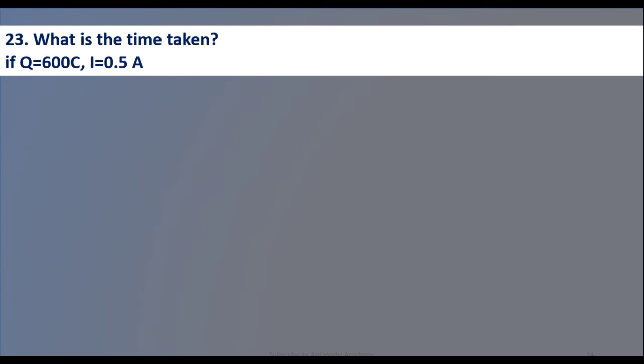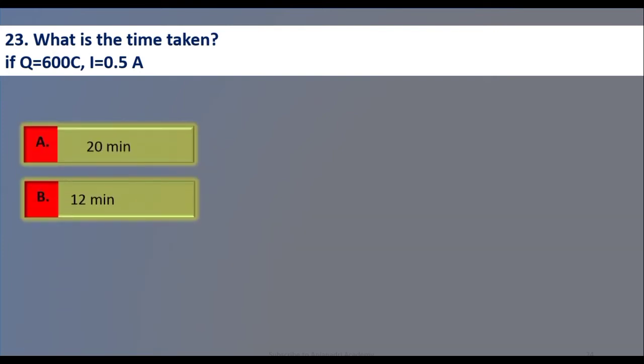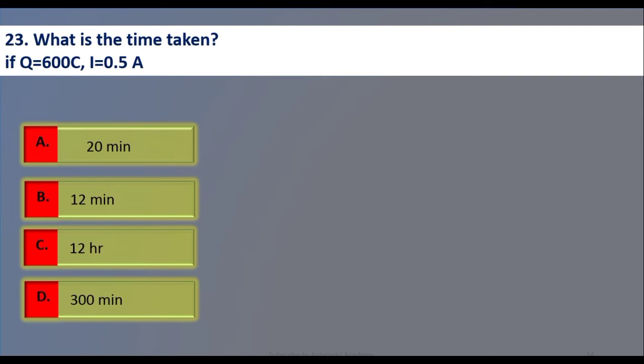What is the time taken for 600 Coulomb of charge to pass at 0.5 ampere current? As we know, I is equal to Q by T, then T is equal to Q by I, that is 600 divided by 0.5 means 1200 seconds. 1200 seconds, when we convert it into minutes, answer will be 20 minutes. Therefore, option A is the right answer.